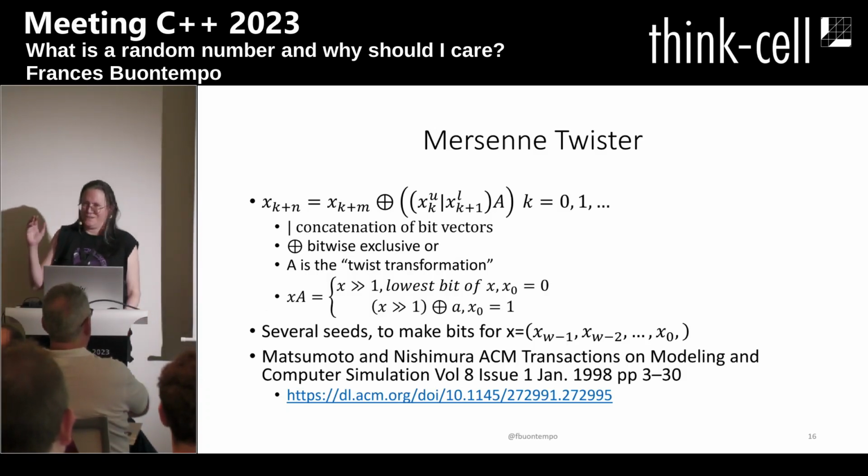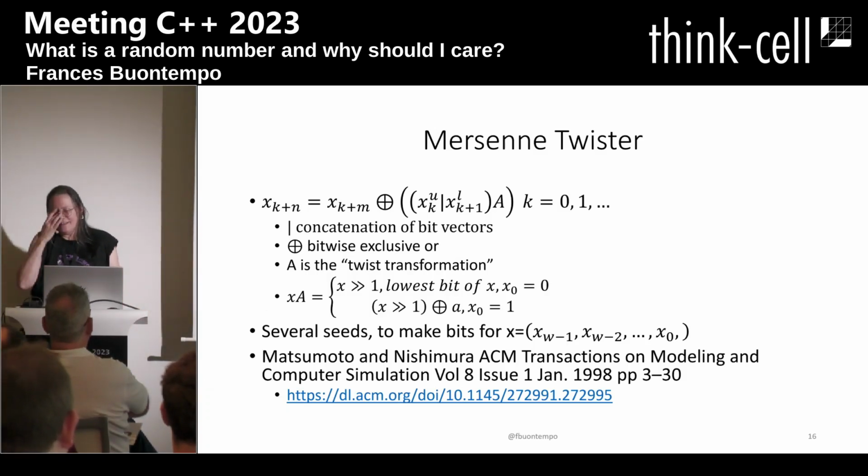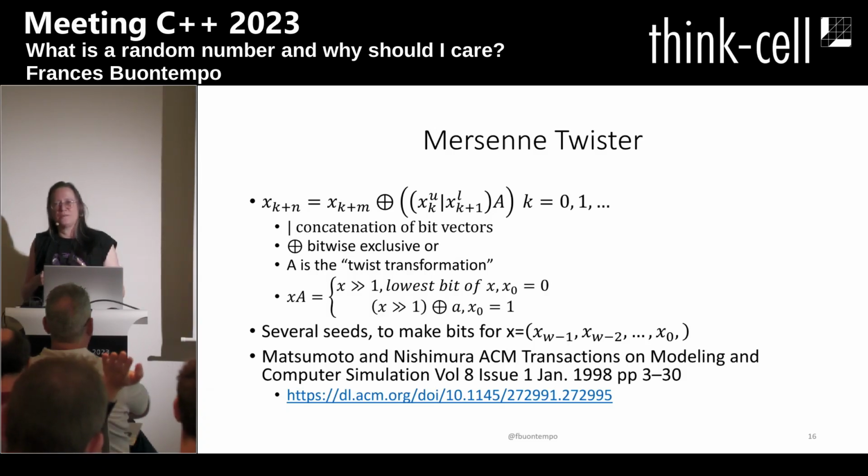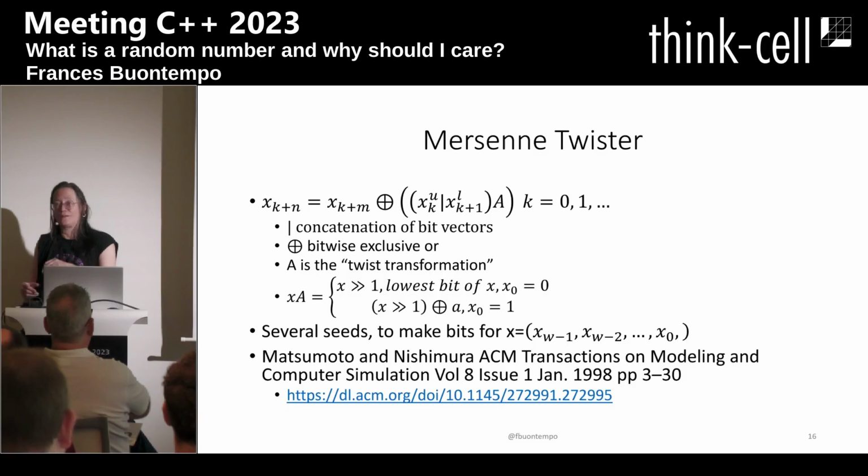Back last century, so 1998, people published a paper about a Mersenne twister, heard of it? That tends to be the go-to random number generator in C++ nowadays, and has been in other languages. It was under the hood in some NumPy things and Python libraries and other things.